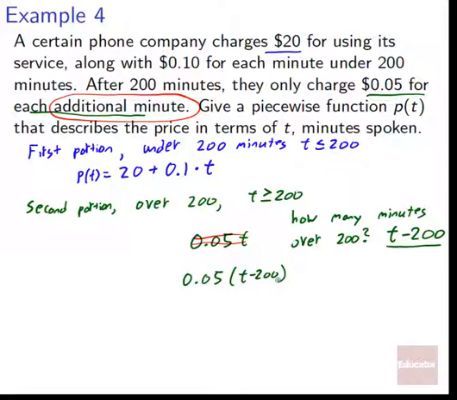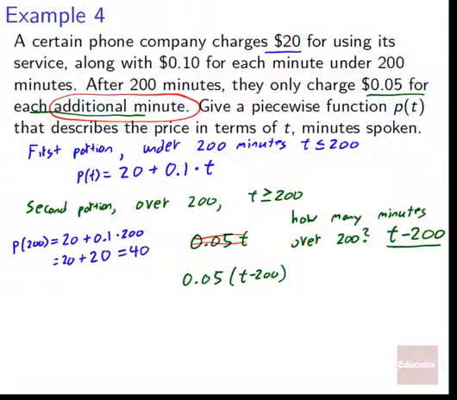So how much is it to even make it to 200 minutes in the first place? Well, let's see what it is from our first one. P of 200 would be equal to 20 plus 0.1 times 200. Just move the decimal place over 1, so it becomes 20. So 20 plus 20, 40. So it costs $40 to get up to 200 minutes.